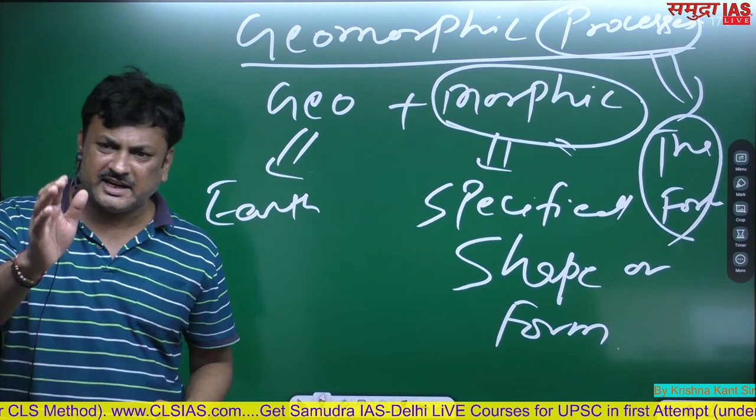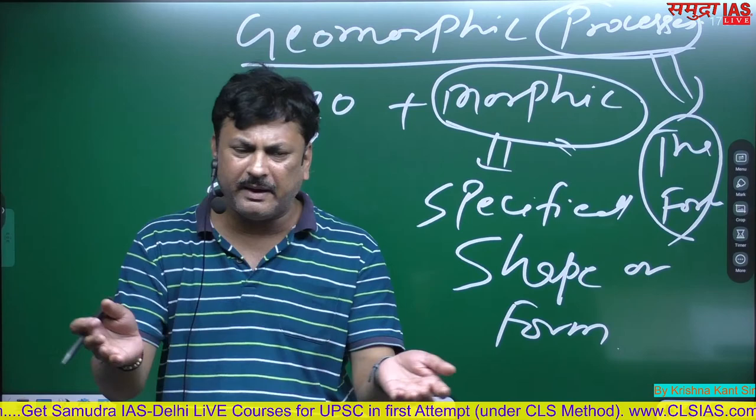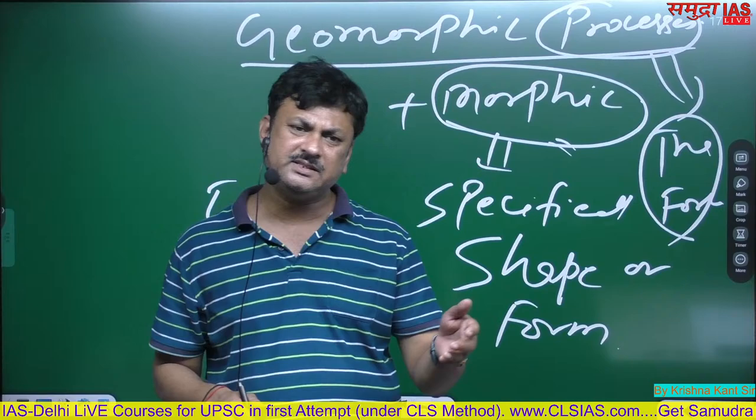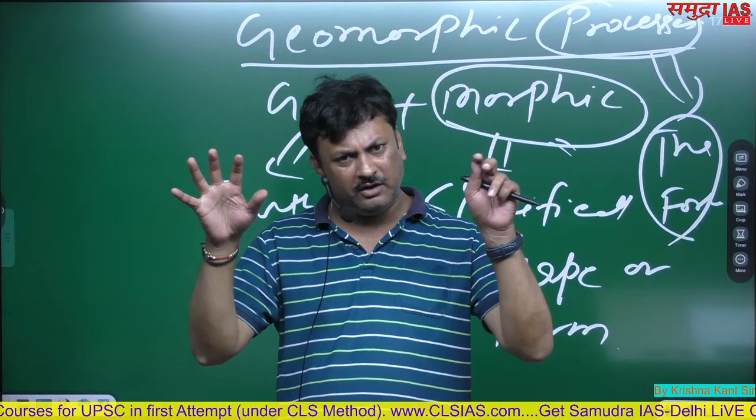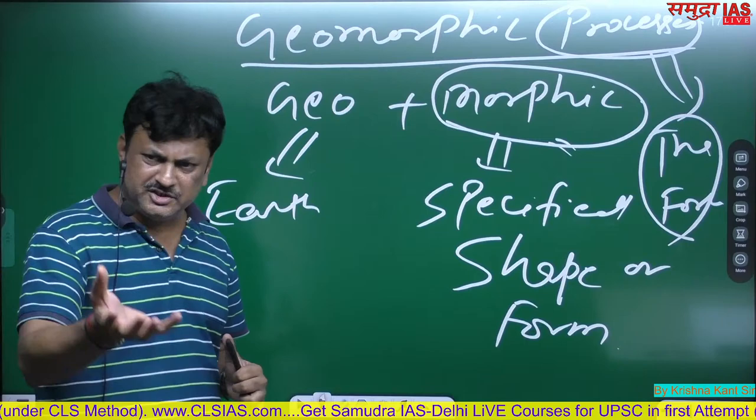Because we all know the earth has mountains, the earth has plateaus, the earth has depressed parts like oceans. There is always on this earth surface weathering, erosion, deposition, all these processes take place. And because of that, there is a continuous change in the shape of the earth. So that is called the geomorphic processes.